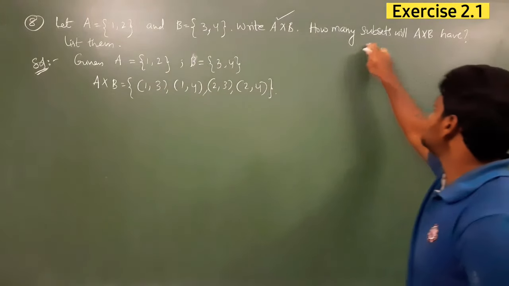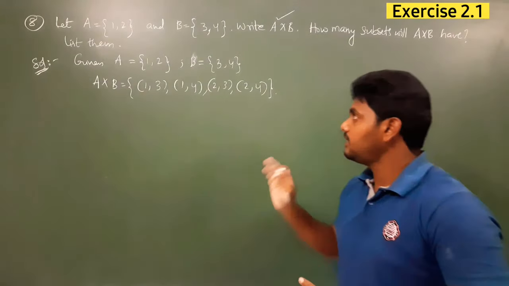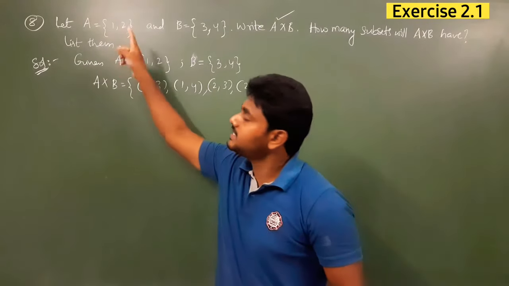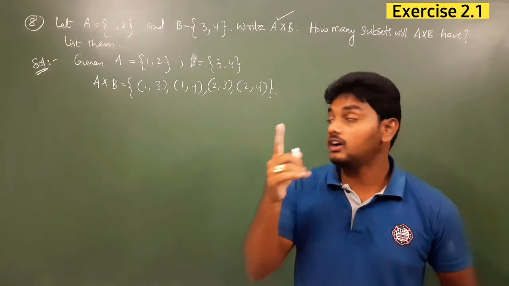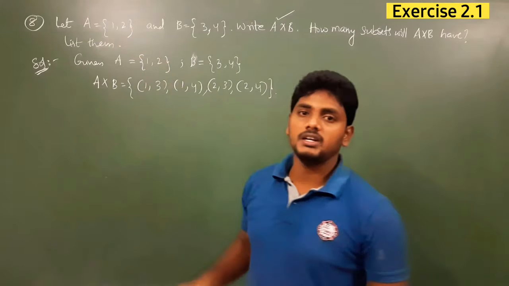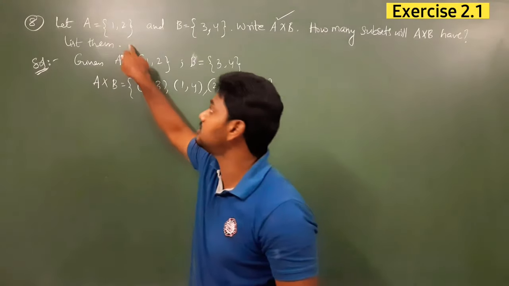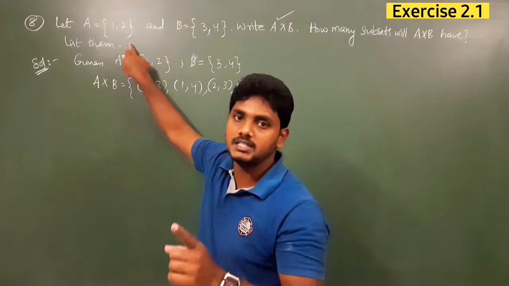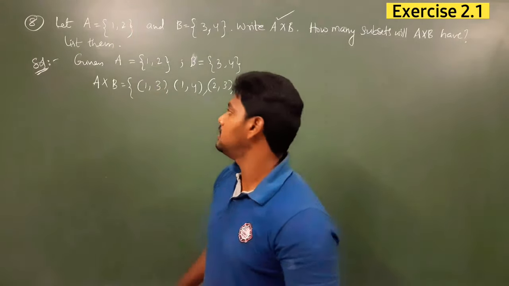Next, how many subsets will A cross B have? For example, if A is equal to {1, 2}, how many subsets will A have? 2 power n formula. 2 power 2, nothing but 4 subsets will be there. What are those for this set? Tell me subsets for this set. One is empty set. Next one is set {1}. Next one is set {2}. Next is set {1, 2}.